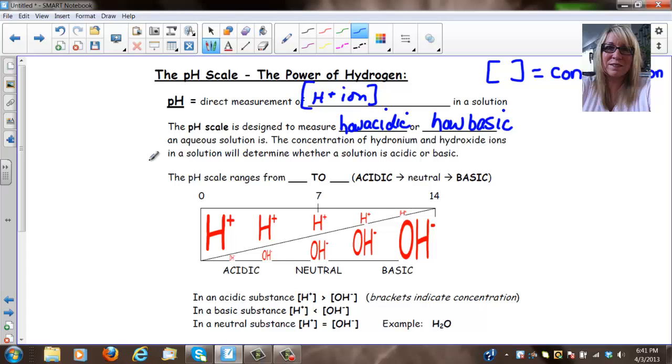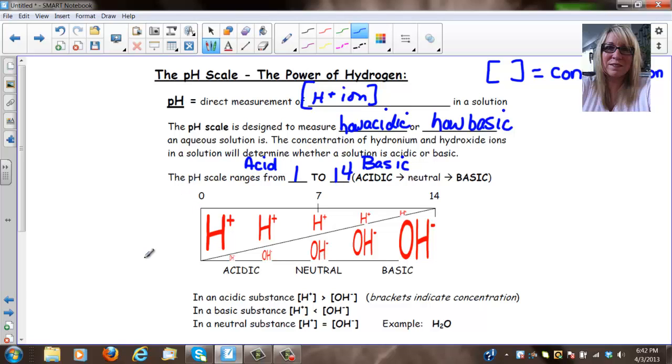So remember, we discussed briefly that the pH scale ranges from 1 to 14, 1 being the most acidic and 14 being the most basic. And in the middle, you have a pH of 7.